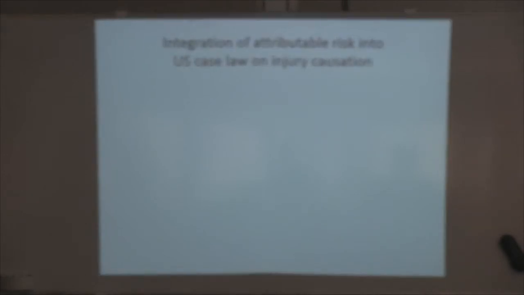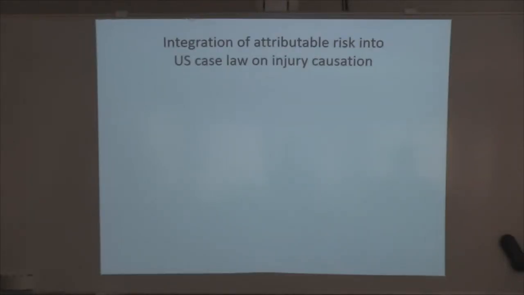So here's where things started to get very interesting. I've been writing about this topic for a long time, on how we have to integrate this concept of attributable risk and a more epidemiologic approach to causality into the legal system, because the legal system demands of clinicians something that nobody else does. Nobody else says, so tell me what caused this injury. You don't really care about that in a clinical setting.